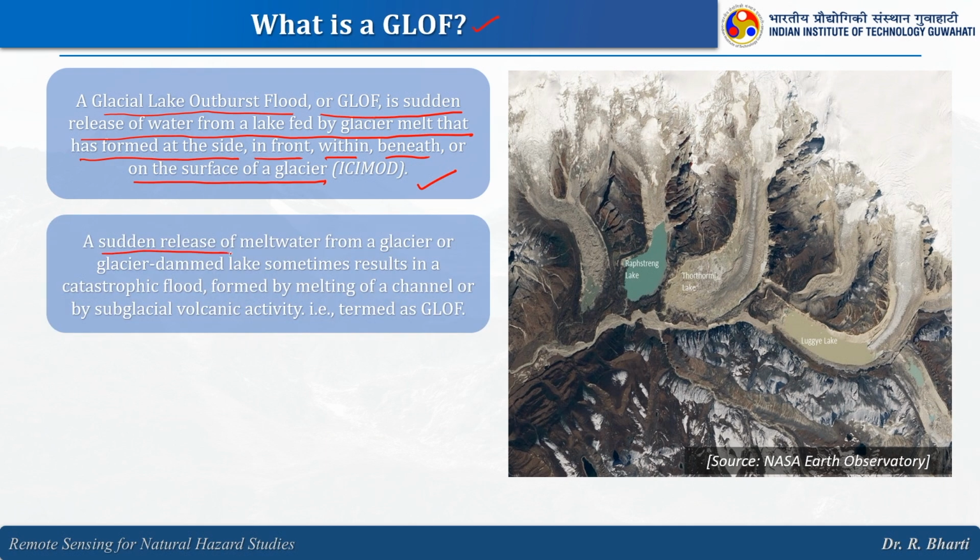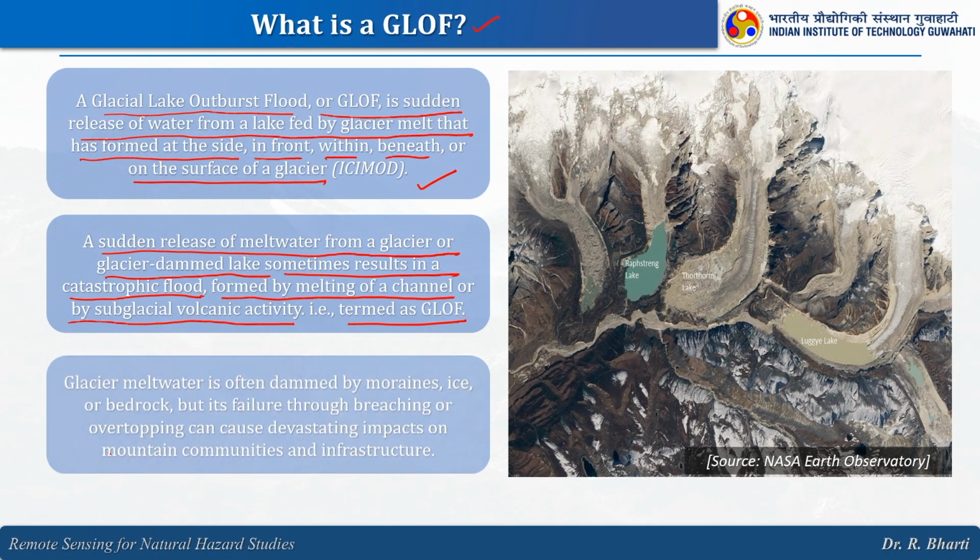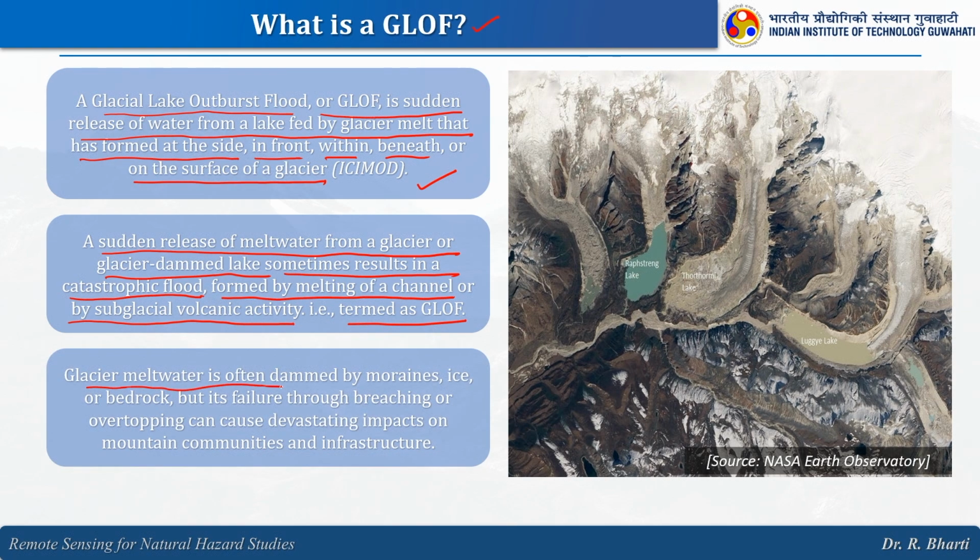A sudden release of meltwater from a glacier or glacier dammed lakes, sometimes resulting in a catastrophic flood formed by melting of a channel or by subglacial volcanic activities, is termed as GLOF. Glacier meltwater is often dammed by moraines, ice or bedrock, but its failure through breaching or overtopping can cause devastating impact on the mountain communities and infrastructure.